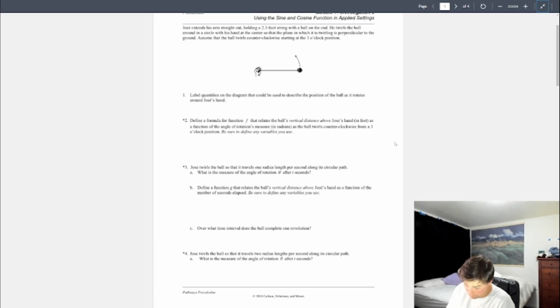You could also say distance. Horizontally sounds weird, but you could say distance straight from Jose's hand. You could also say x distance from Jose's hand, and y distance from Jose's hand.